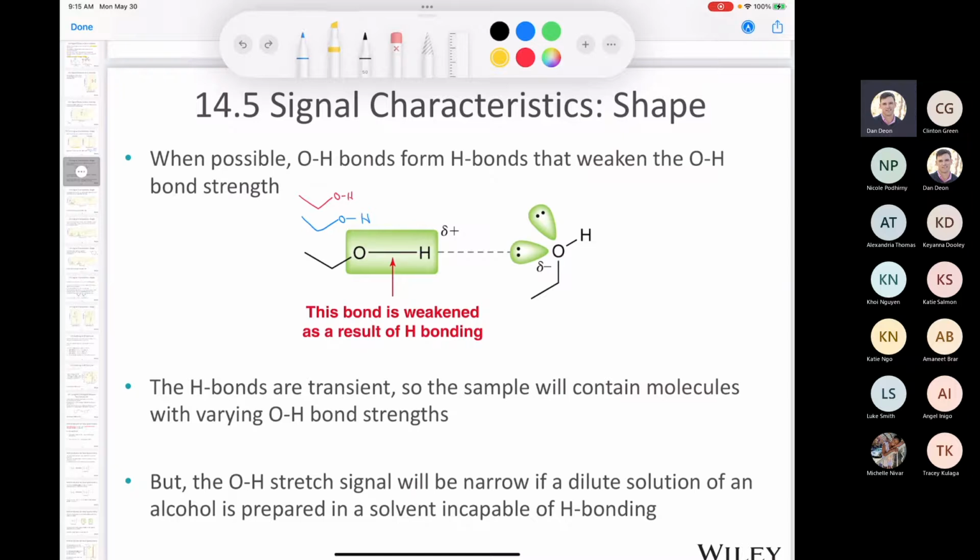Put another way, it says here on the slide, the hydrogen bonds are transient. And so the sample contains molecules with varying oxygen-hydrogen bond strengths, and that's why we get the broad signal. So we'll go from here to broad signal.